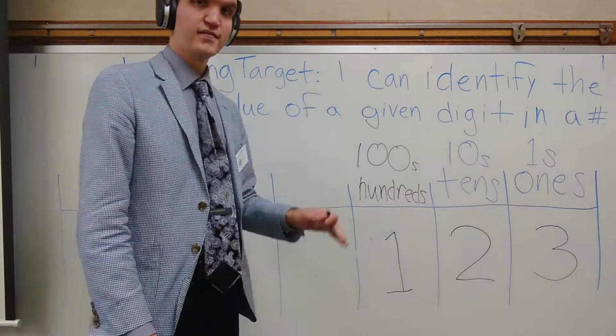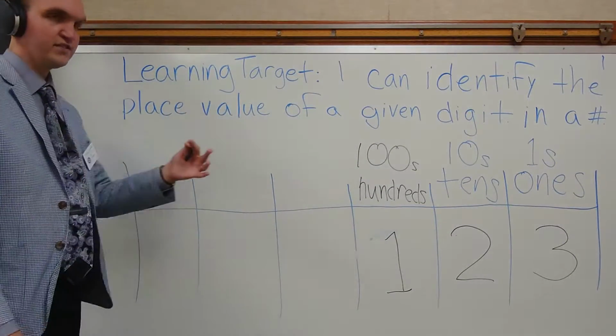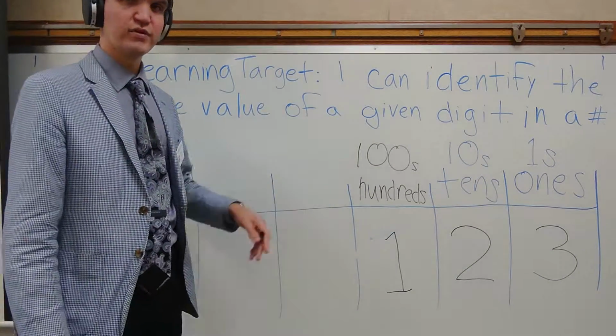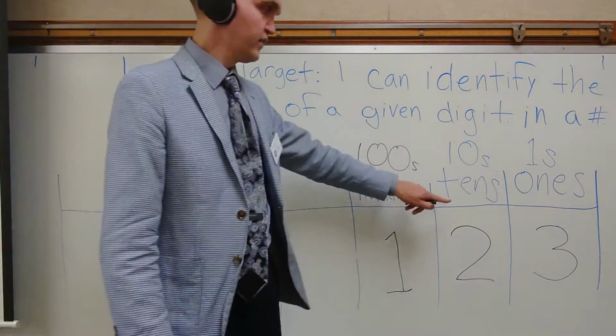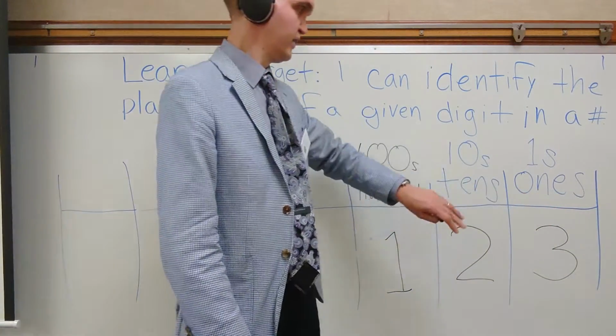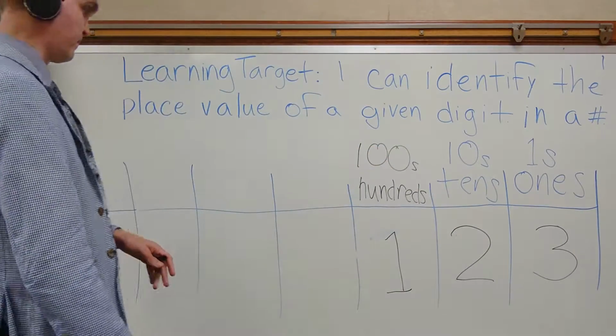So this is the hundreds place. Remember, we're building a place value chart on our whiteboard. I would like you to label each place value. You have the hundreds, the tens, and the ones. Ones is the farthest to the right, then the tens, and then the hundreds.